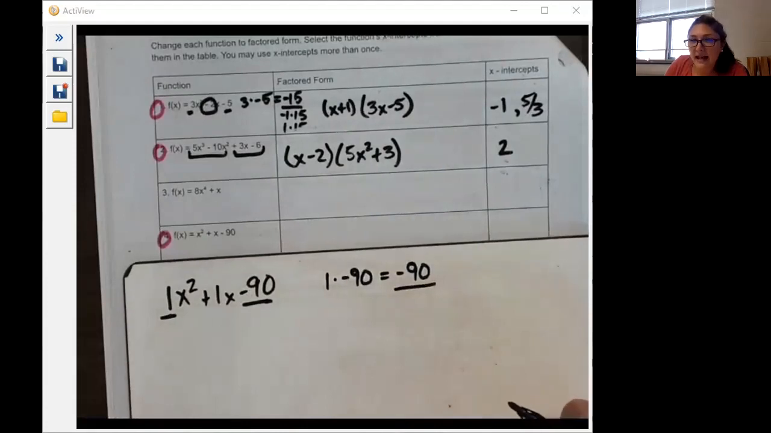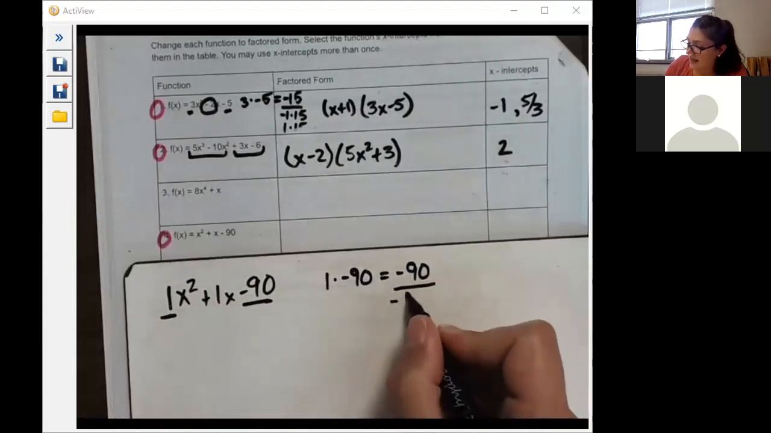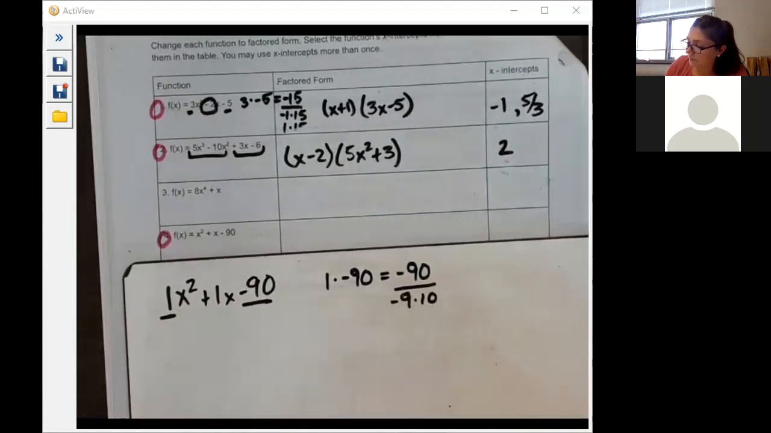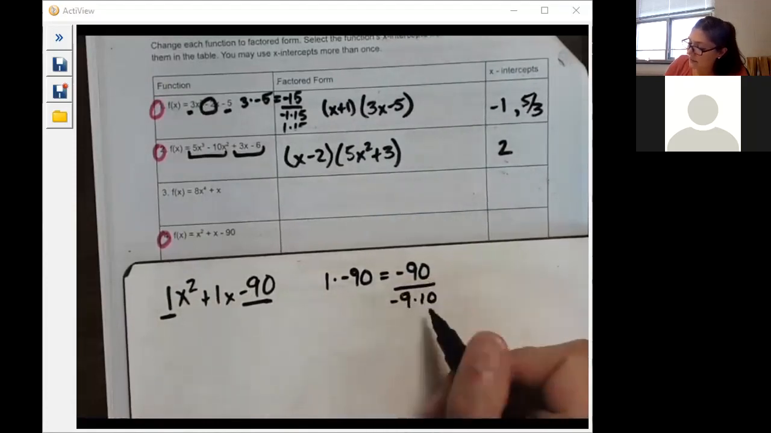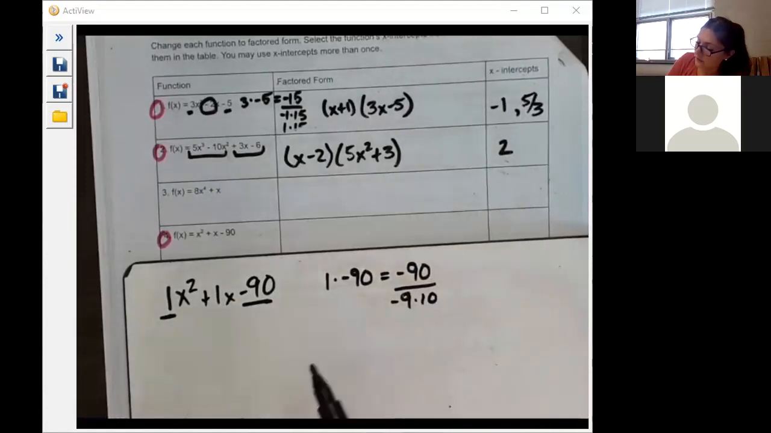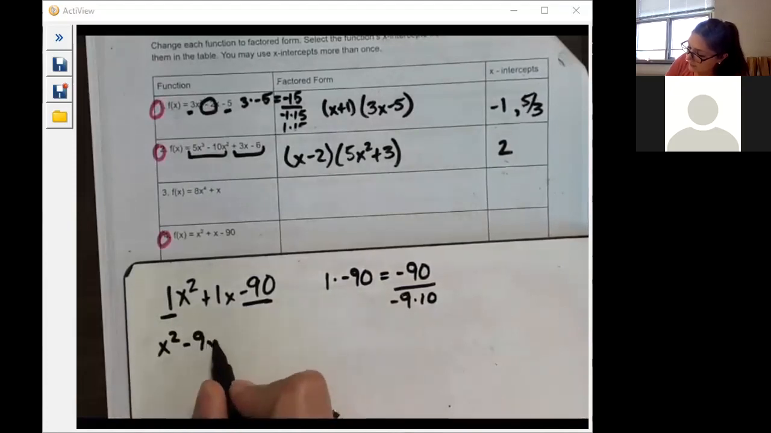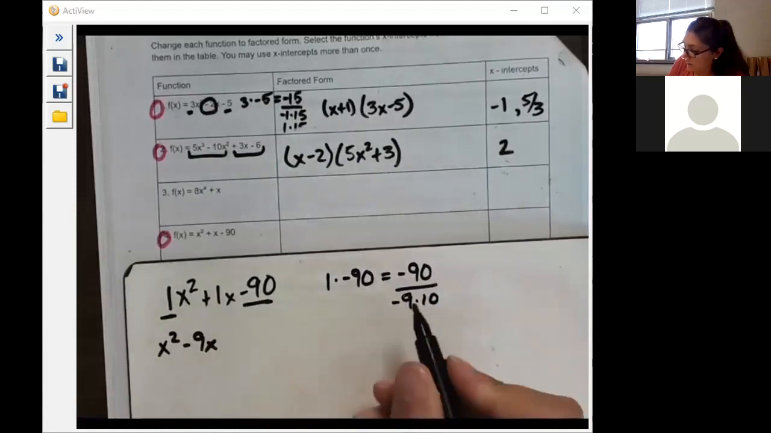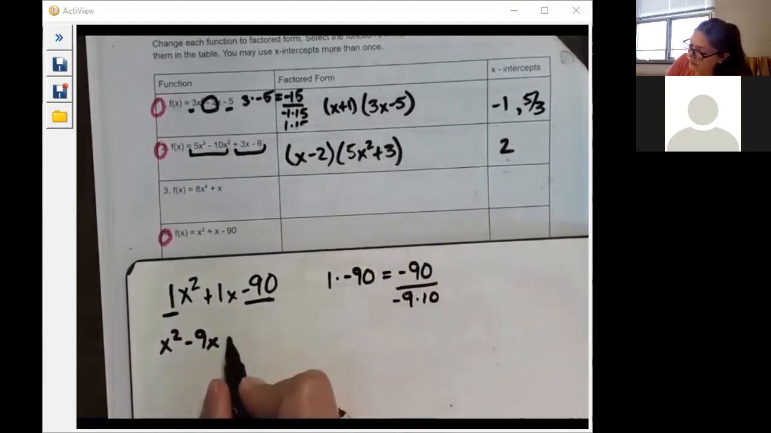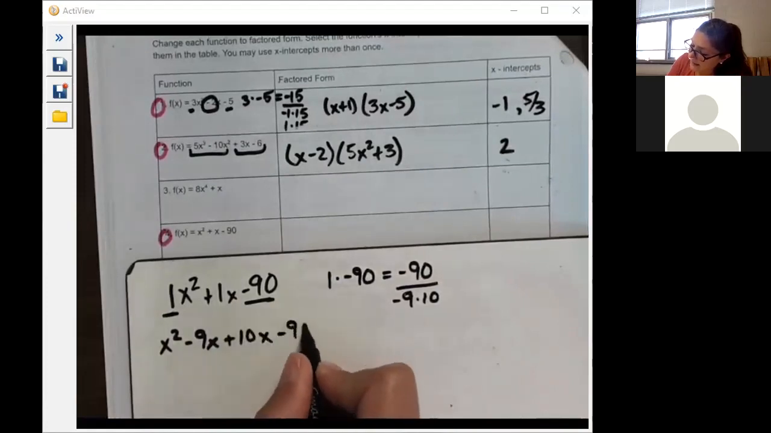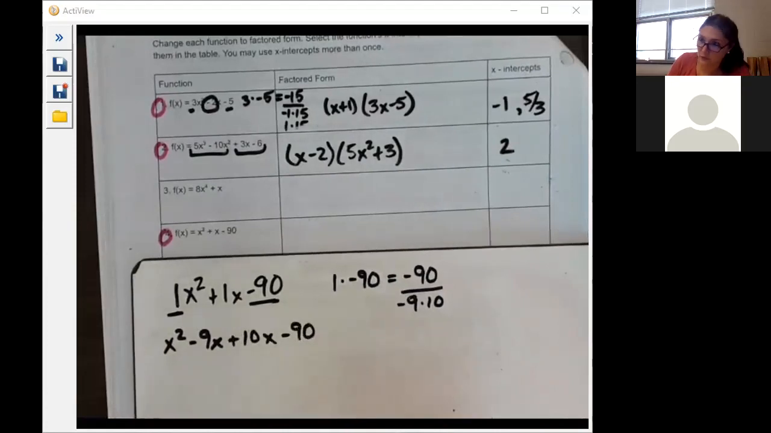Does anybody have those factors for me? Negative 9 and 10. Perfect. Negative 9 times 10. Okay. Multiply to negative 90, but if I added them, I would get positive 1. So now I'm going to rewrite my trinomial as something with 4 terms by splitting up that middle term using the factors that we've chosen. So x squared minus 9x plus 10x minus 90. And now that it's 4 terms, I'm going to factor by grouping.